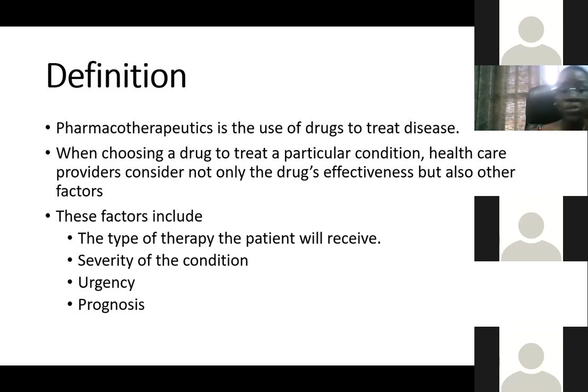Then you also need to consider the urgency. If the patient needs to be urgently given that particular medication, then you might want to consider a medication that can be given through an urgent route. So for example, intravenous route or intramuscular route compared to oral route.